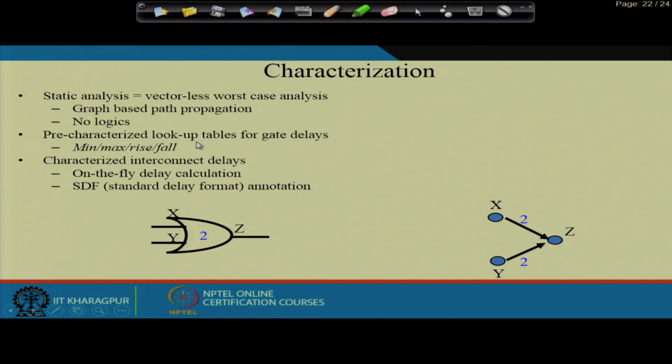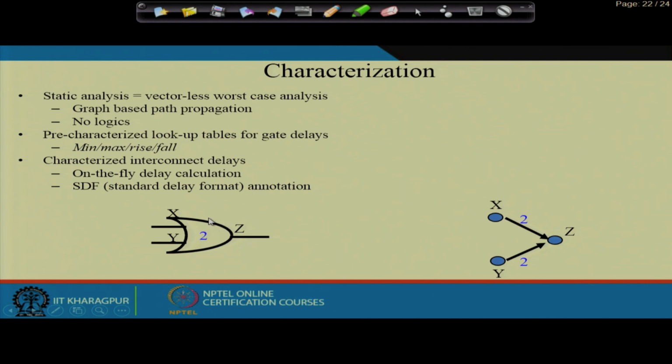It uses pre-characterized lookup tables for gate delays. Pre-characterized lookup tables for gate delays means that this gate delay information is fixed. Suppose for this OR gate, the gate delay is 2 amount of time. So from X to Z it will take 2, Y to Z that will be 2. So where will you get this information from? It comes from the particular library which we use in digital circuit design.